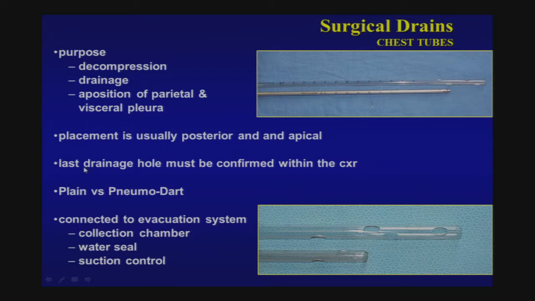Like I said, they also have a last drainage hole, and it's usually marked by a radiopaque line that has a break in it. Where that break is corresponds to the last hole on that chest tube. So when you look at a chest x-ray with the chest tube, always verify that last hole is in the chest, especially if you have an air leak. Make sure it's not just because your hole is outside the chest and it's sucking air from the outside world.